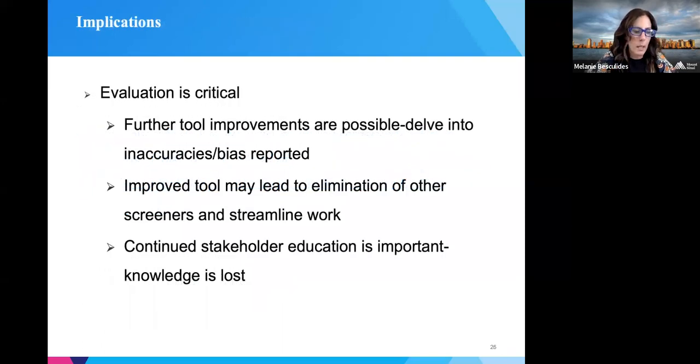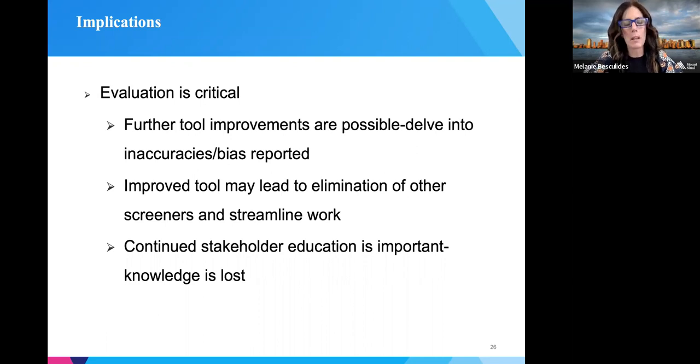So in terms of implications, obviously, further tool improvements are possible, and we've got to really delve into the inaccuracies of the tool and the potential for bias, which we've done. I'm not going to share those data today, but that's something that everybody really needs to consider. There can be a lot of existing bias in healthcare data that are feeding these machine learning engines, so we need to really think about that and be sure that we test for that, so that we don't continue to have bias in the systems, or make it worse, obviously. And then obviously, we would love to get rid of other screening tools to make life easier.